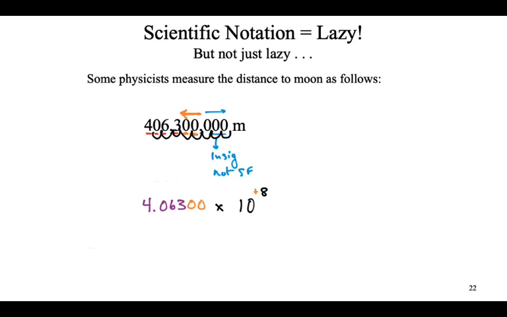Now I'm able to differentiate the zeros as being significant versus insignificant. There's the utility of scientific notation. It allows me to differentiate zeros as placeholders versus significant digits because I can just delete the insignificant digits. That's one of the reasons why we would use scientific notation.